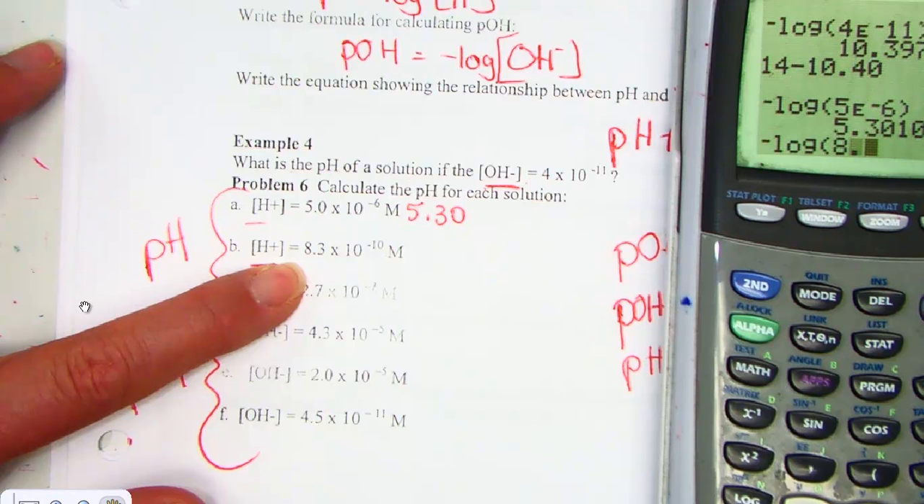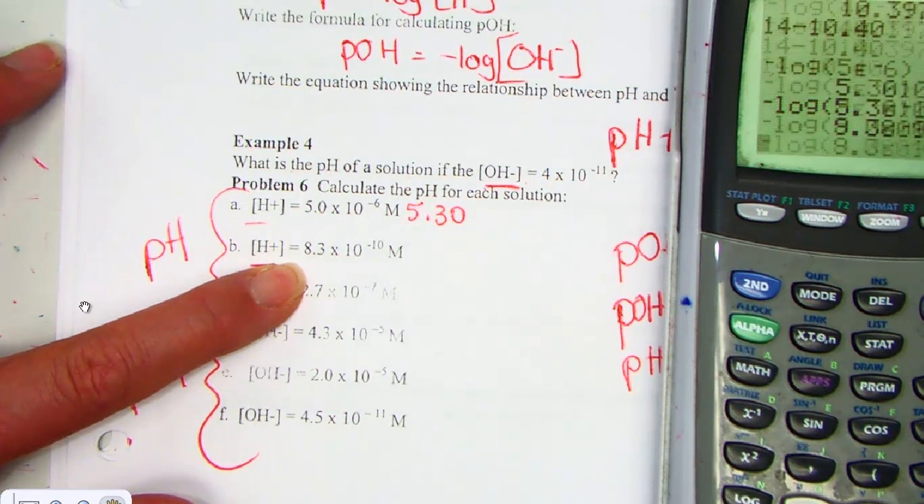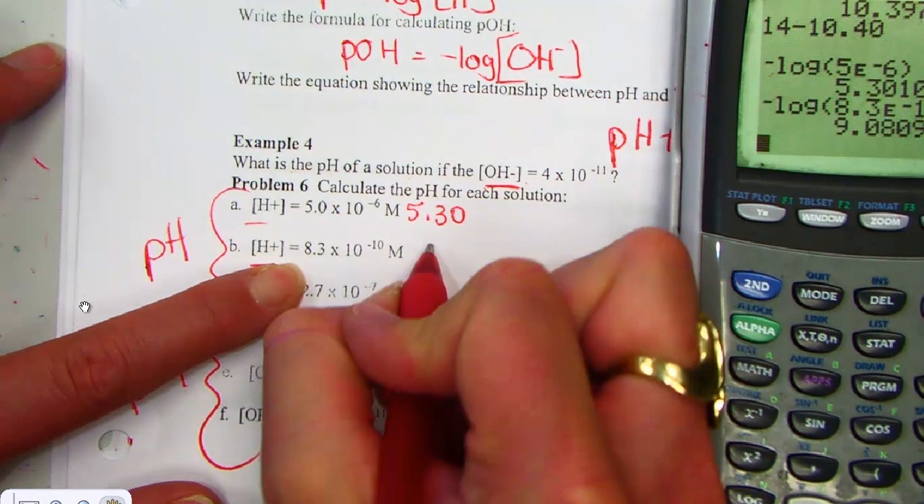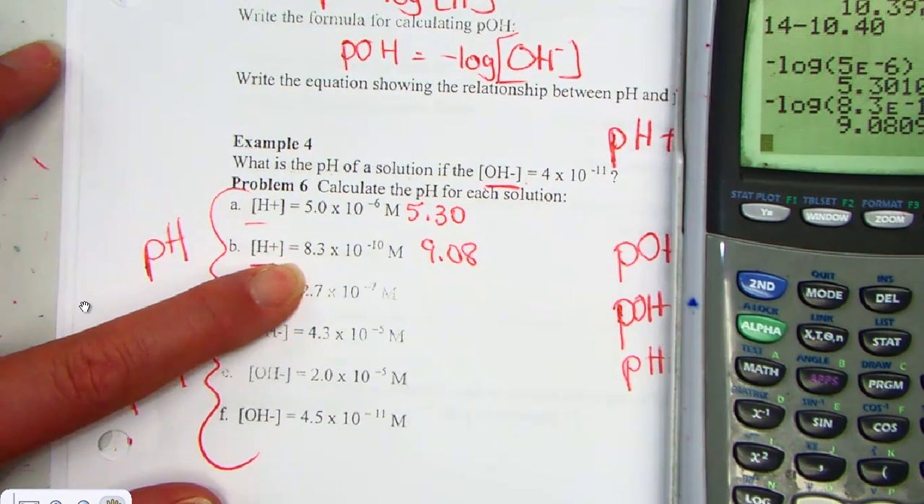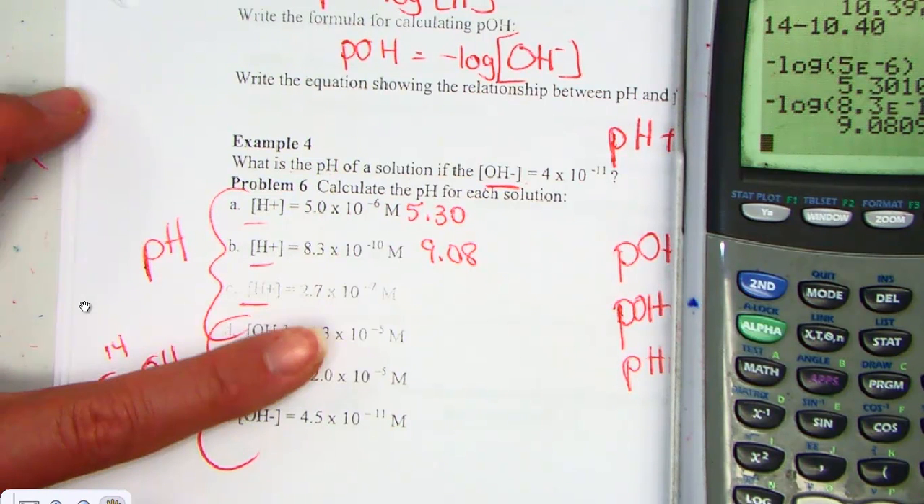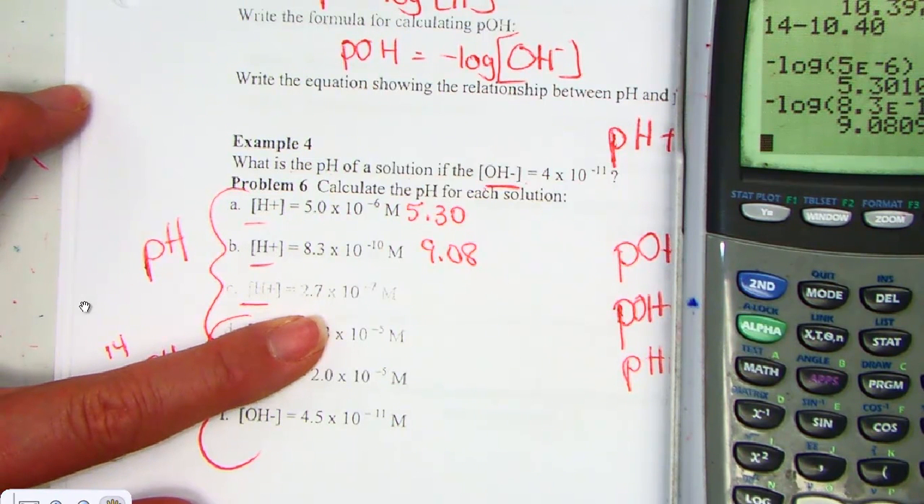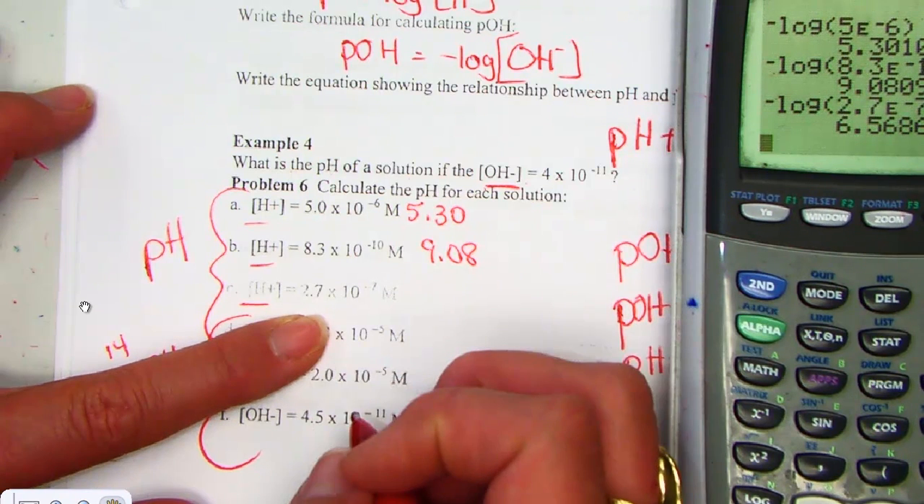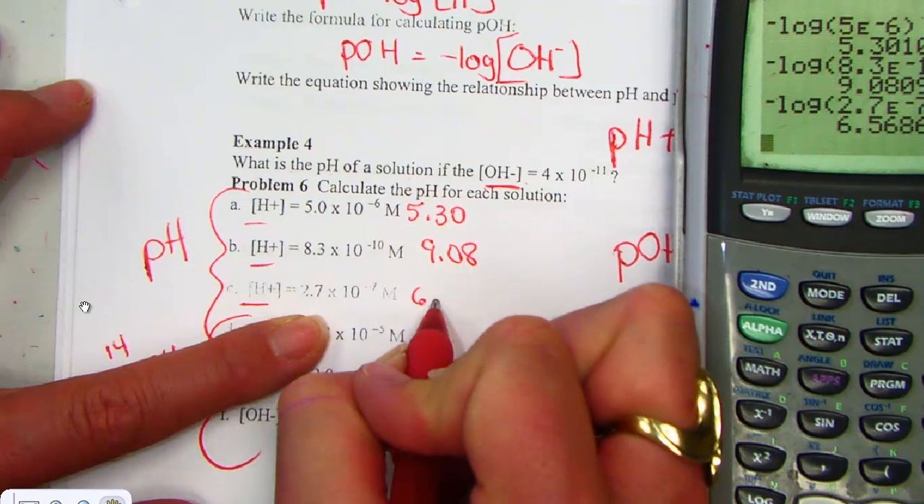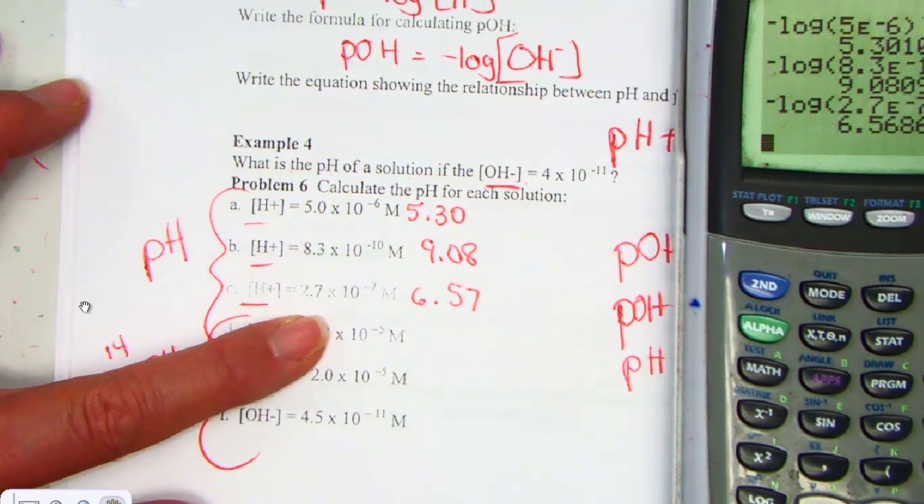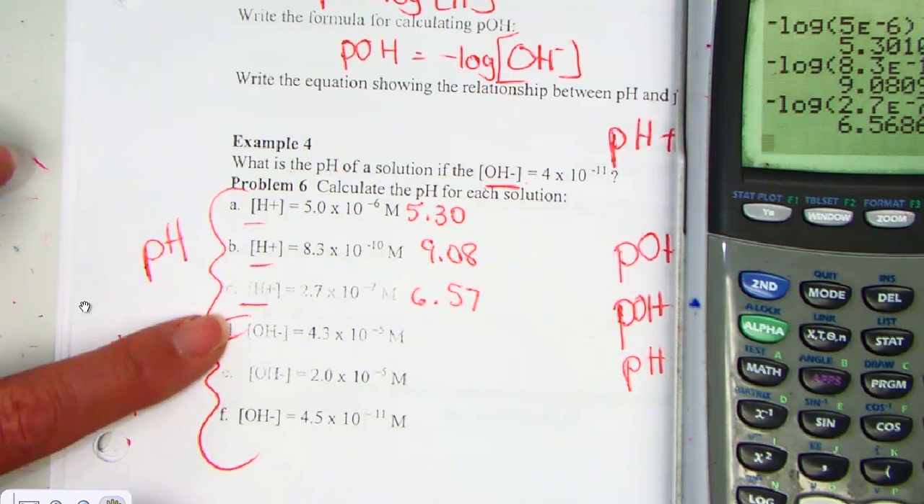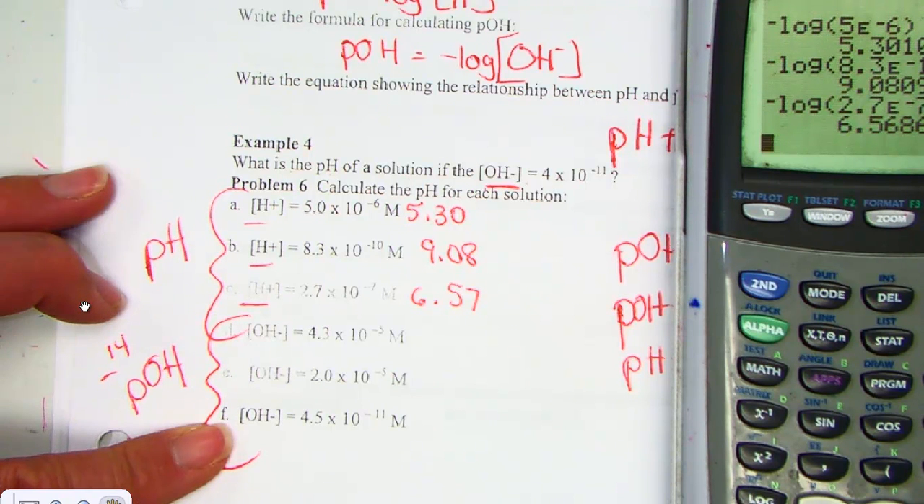Negative log 8.3 times 10 to the negative 10th. pH 9.08. Letter C, again a direct measure of hydrogen, so negative log 2.7 times 10 to the negative 7th. pH 6.57 pH units.